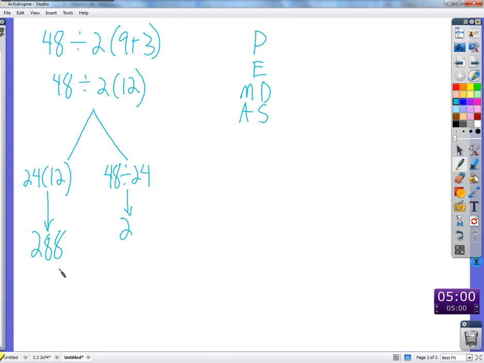But I'll reiterate, I always try to communicate things very clearly. If I wrote this, I would expect that you would do that. But if you got this, I would say, all right, maybe that's a little bit confusing. I'll be really clear. If I want you to get 2, what I would do is say 48 divided by (2 times 12), or 2 times (9 plus 3). I'll try to be very clear about that, that way there's no confusion. There's only one thing you could possibly get.